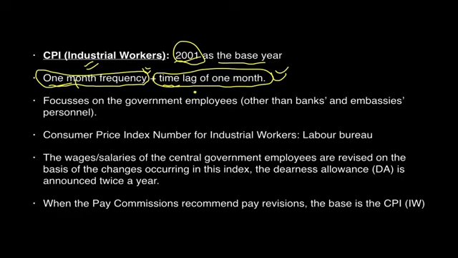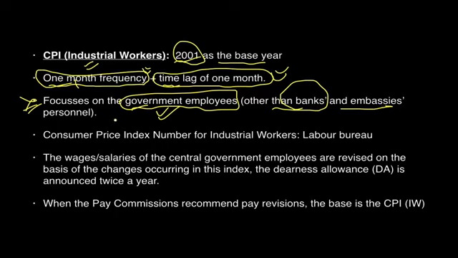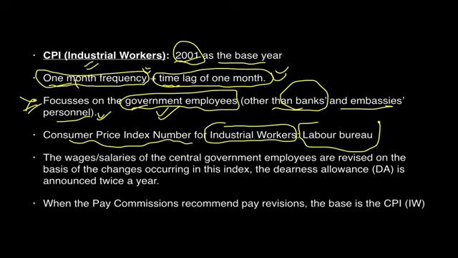So it is done on a monthly basis with the 1 month time lag. Very important feature. It mainly focuses on the government employees. Okay, it is taken into consideration for them, and it does not include bank employees and it does not include embassy personnel because they will distort the numbers. Consumer price index number for industrial workers is calculated by Labor Bureau. It was asked in the preliminary examination 2015 of UPSC CSE.